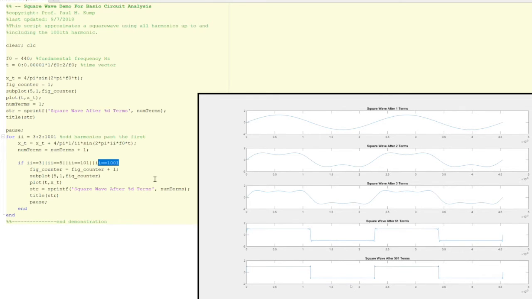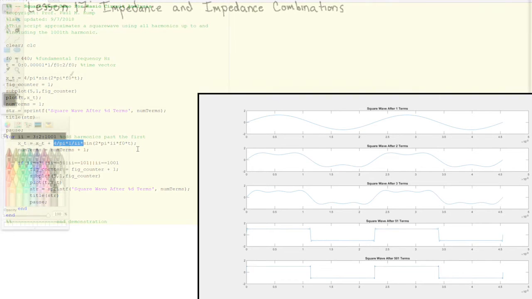So this is a square wave, so Fourier's theorem holds. We made a square wave by just adding sinusoids together. Again, the details, why is this i times f0 and why is this 1 over i times 4 over pi, you don't need to know. That's the recipe that Fourier established.